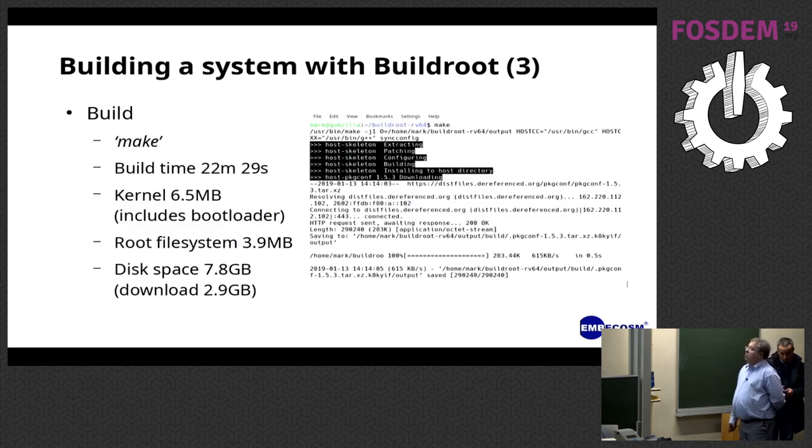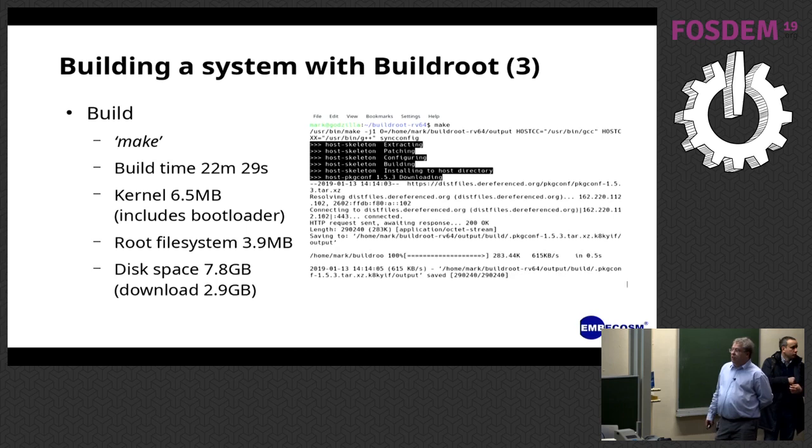Next stage, building a system. Just as simple as running make at the command line. On my system, we're talking 20 to 22 minutes from start to completed build. The kernel came out with BBL wrapped around it at 6.5 megabytes, and a minimal root file system of 3.9 megabytes.